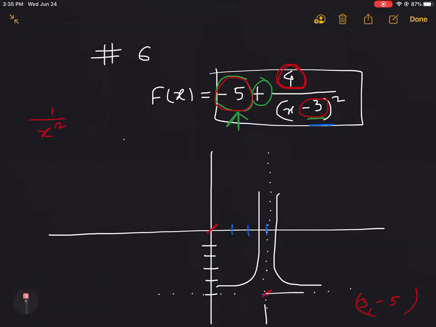And if you see the options, option D looks like this, right? So this will be option D. Let me write it for you. Option D.